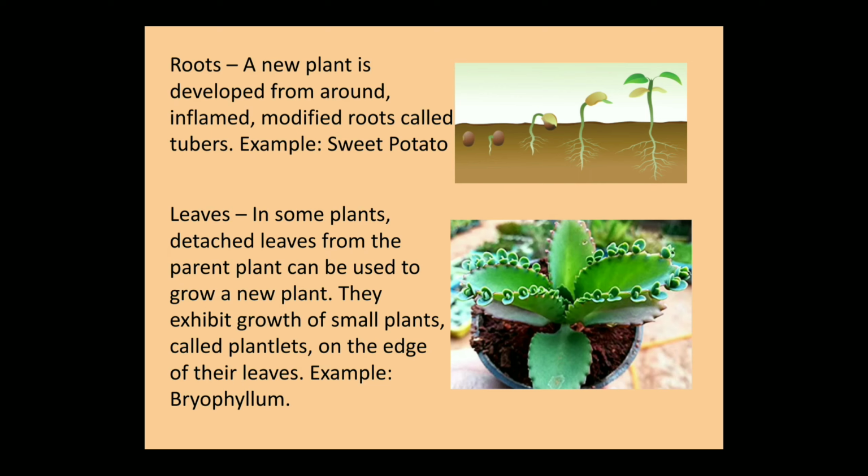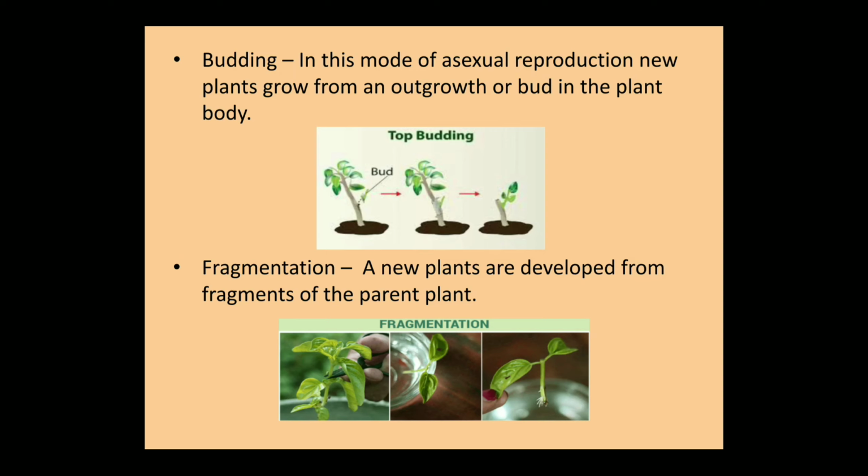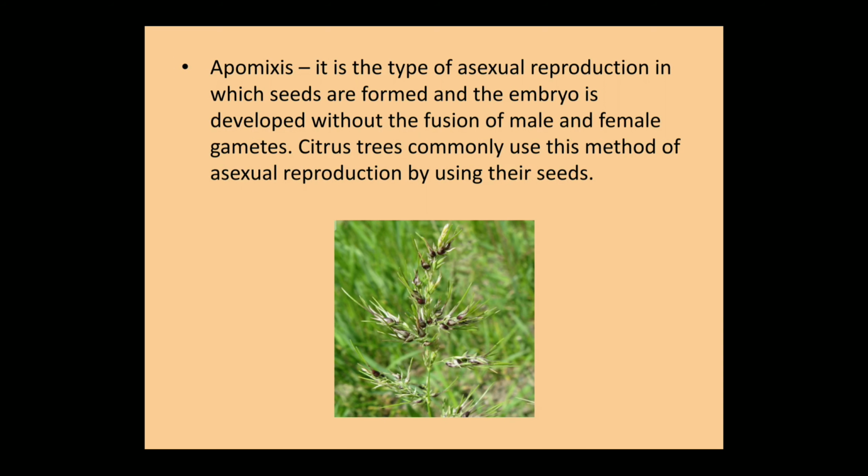They exhibit growth of small plants called plantlets on the edge of their leaves. Example, bryophyllum. Budding: in this mode of asexual reproduction, new plants grow from an outgrowth or bud in the plant body. Fragmentation: new plants are developed from fragments of the parent plant. Apomixis: it is the type of asexual reproduction in which seeds are formed and the embryo is developed without the fusion of male and female gametes. Citrus trees commonly use this method of asexual reproduction by using their seeds.